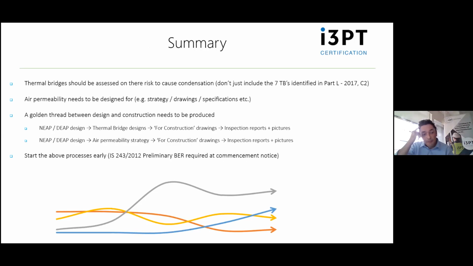So, in summary, thermal bridges should be assessed on their risk to cause condensation. Air permeability needs to be designed for, that is, a strategy, drawings and specifications. A golden thread between design and construction needs to be produced, and you should start the above processes early.